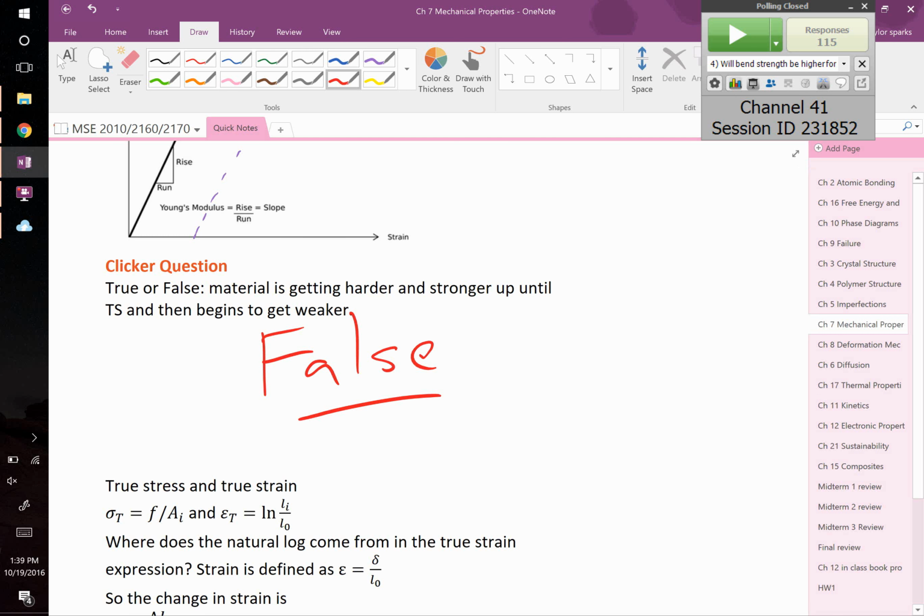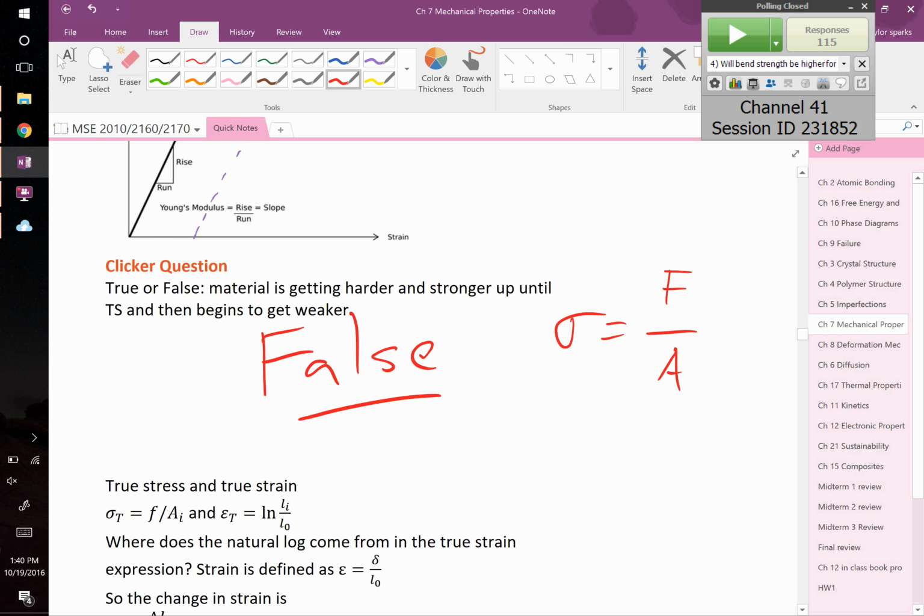Kylie? I'm a little confused. It makes sense conceptually, but at the same time, when it necks, the area gets smaller, but the force is the same. Yeah, but stress, you're absolutely right. The force is the same maybe, but stress equals force over area. So if this goes down and that stays the same, that goes up. But then why does it go down on the graph?